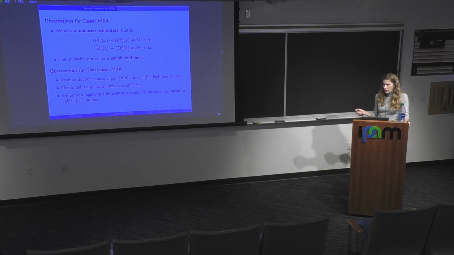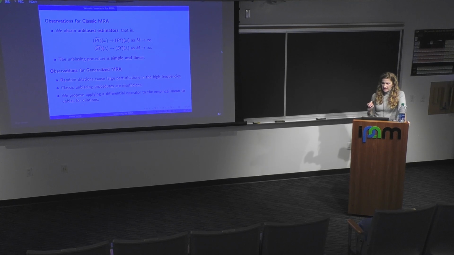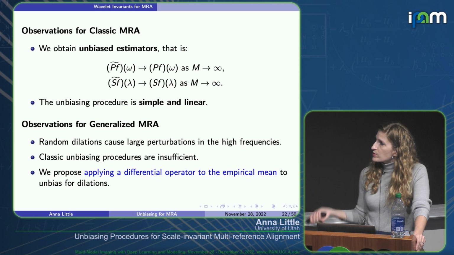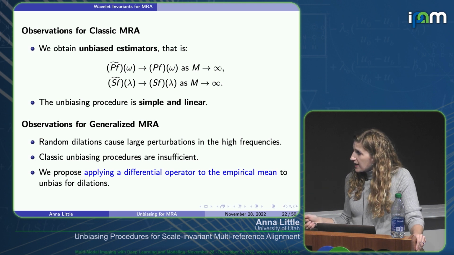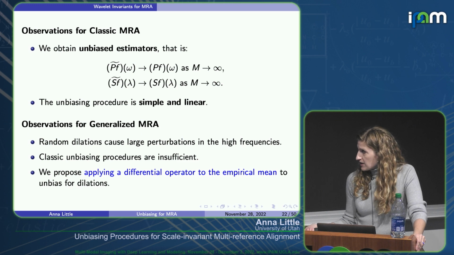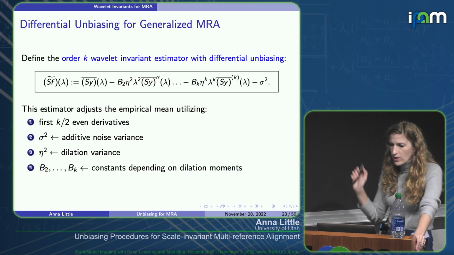Random dilations can cause large perturbations in the high frequencies, and these classic unbiasing procedures, which are very simple, will not be sufficient. So we developed a procedure where we apply a differential operator to the empirical mean to unbias for the dilations. So what is this procedure?